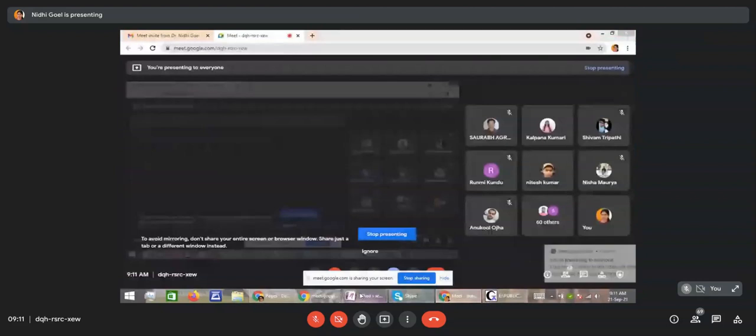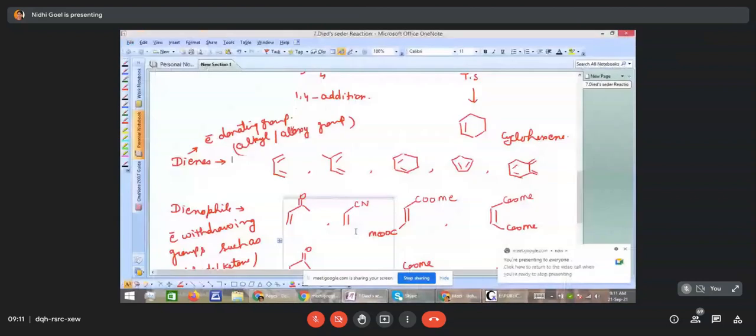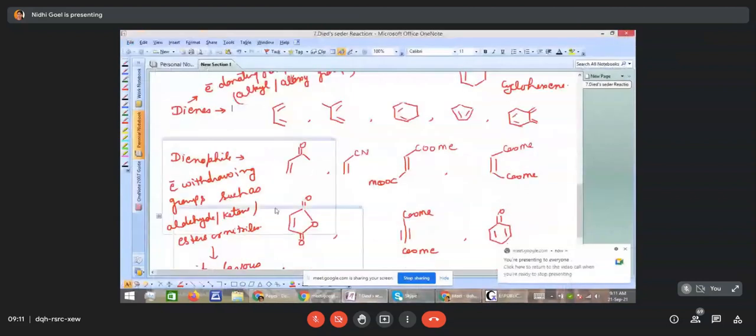Okay, so if the electron withdrawing groups are present in the dienophile and electron donating groups are present in the diene, then it favors the Diels-Alder reaction.